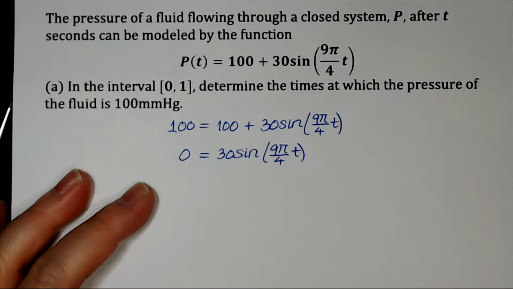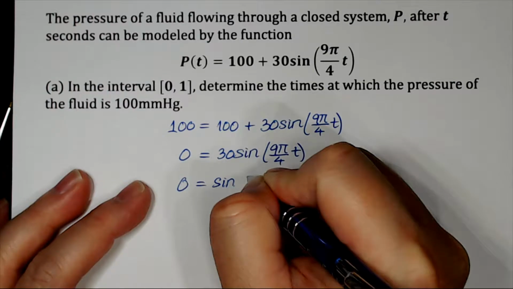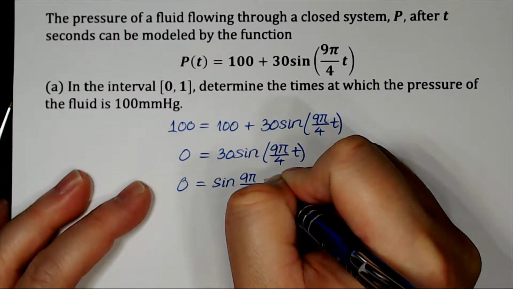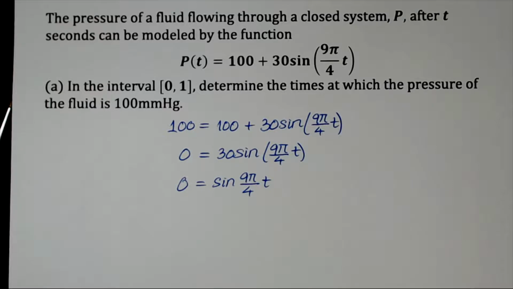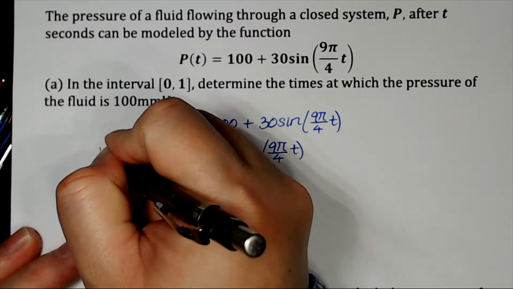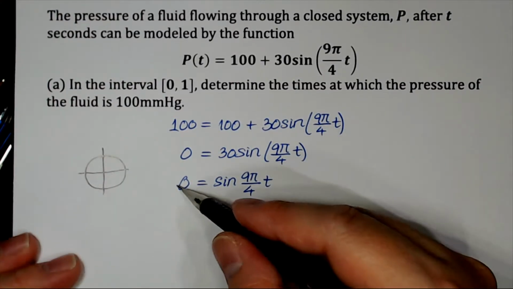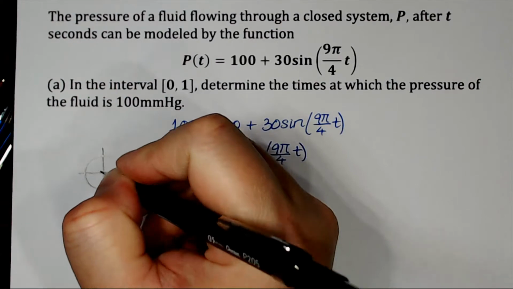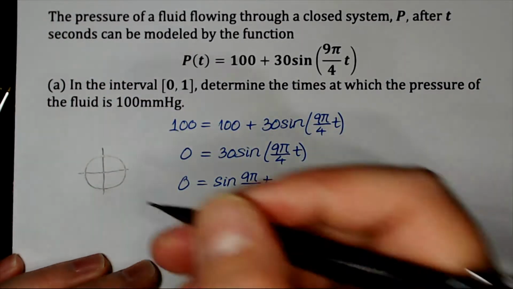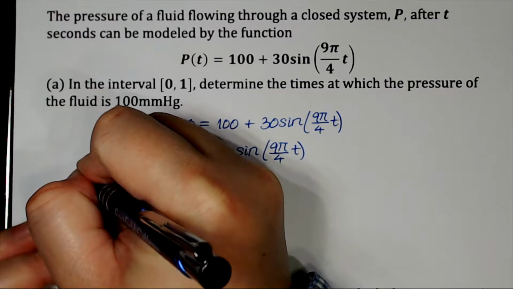Divide both sides by 30. We will have 0 equal to sine of 9 pi over 4 t. Right, so we look at a unit circle. Sine is equivalent to the y values. The y values equal to 0. Sine equal to 0 is where y equals 0. So we have this point and that point.